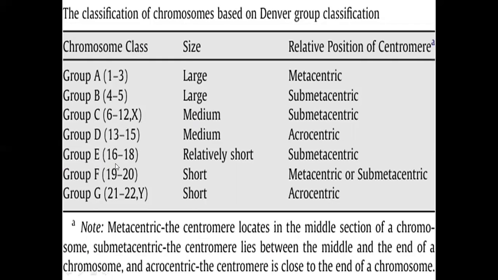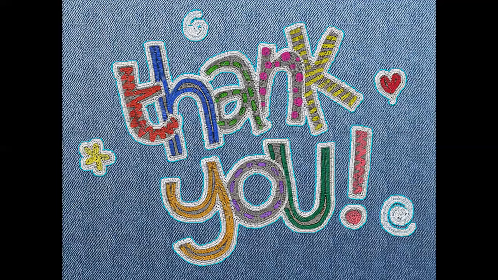Group E is 16 to 18. These are relatively short chromosomes, and they are submetacentric based on the position of the centromere. Group F, which includes 19 and 20, are very short chromosomes. They are metacentric or submetacentric. And the last group, G, includes chromosomes 21 and 22, including the Y chromosome, and these are short and acrocentric. So this is the classification of chromosomes based on their centromeres. I hope this session was of some use to you. Thank you.